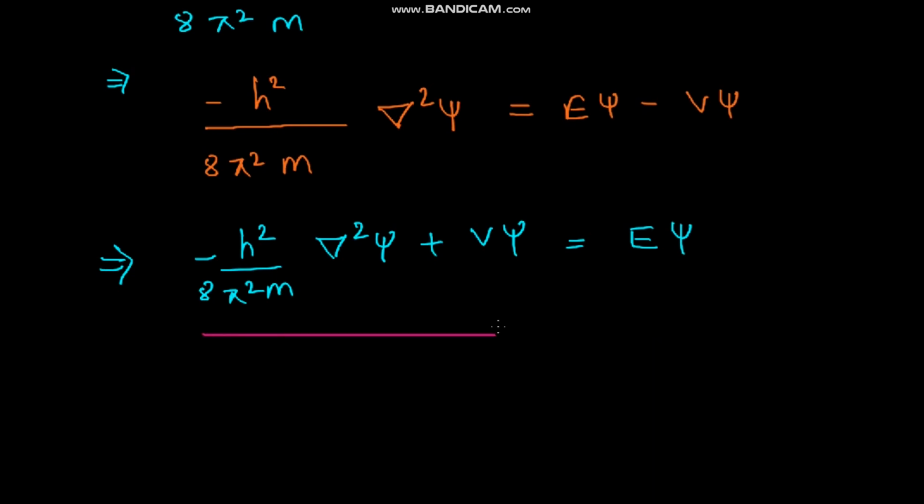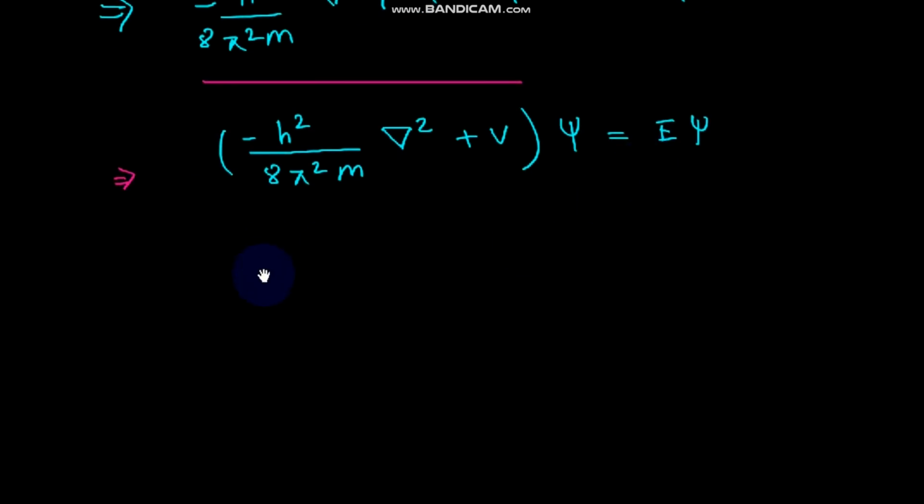Of course, it can be shortened by taking psi common. This will give you this, and this term in bracket can be represented as H cap psi, where H cap is the Hamiltonian operator.